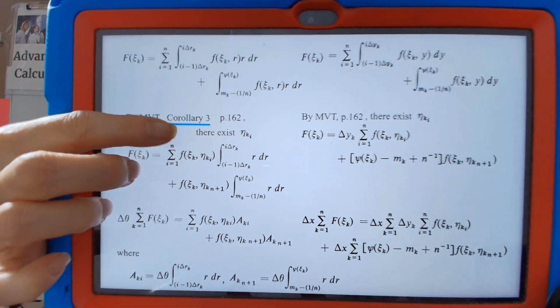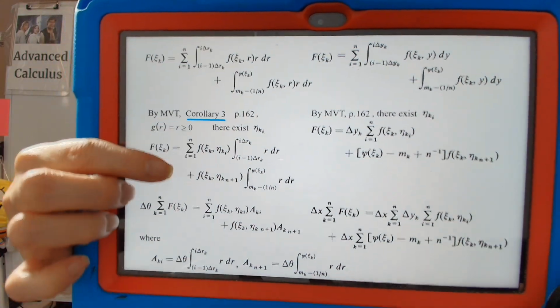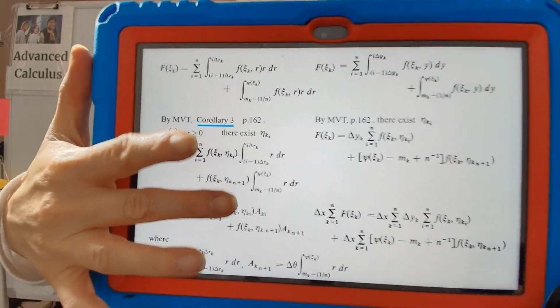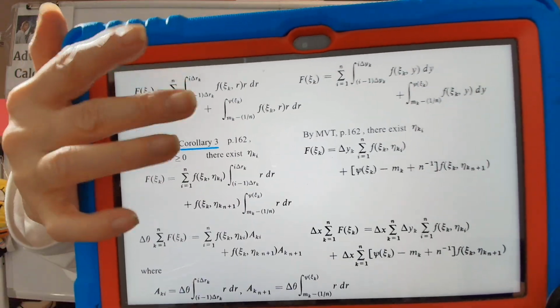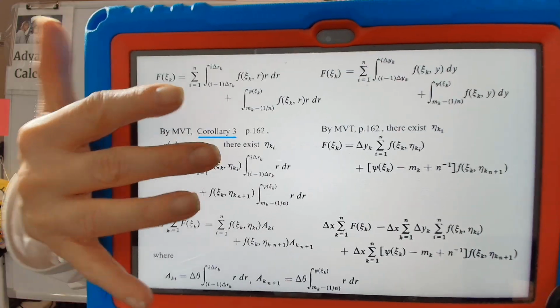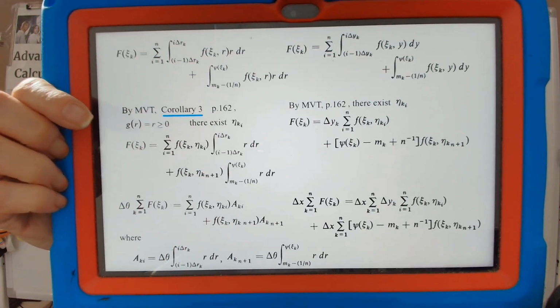So there exists a similar eta ki. We can yank it out, and that's the first part, and that's the second part. The integration limits are slightly different, coming from here, but the story is the same. We can leave the r in there, as corollary 3 says, and only pull out f.